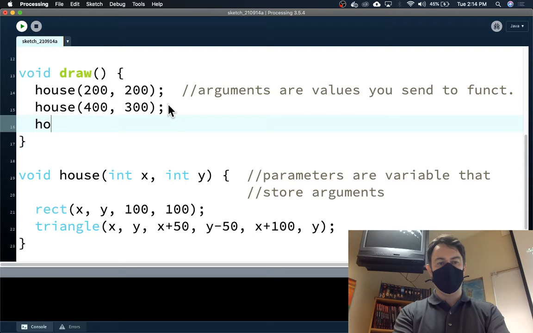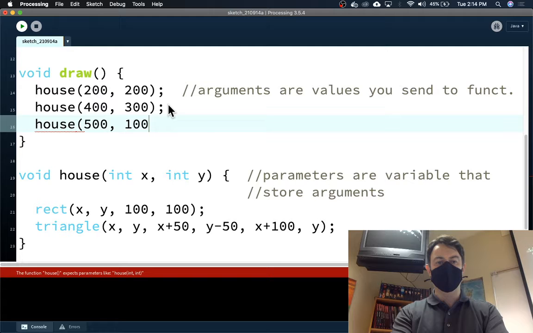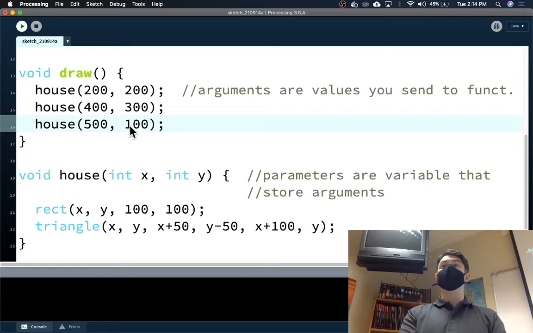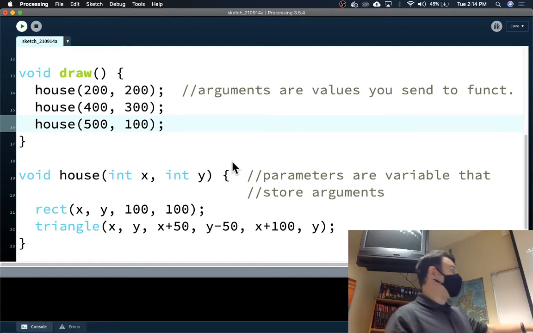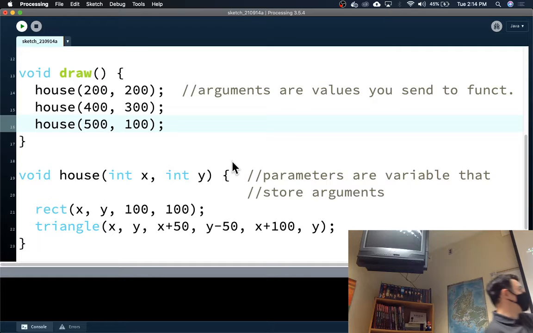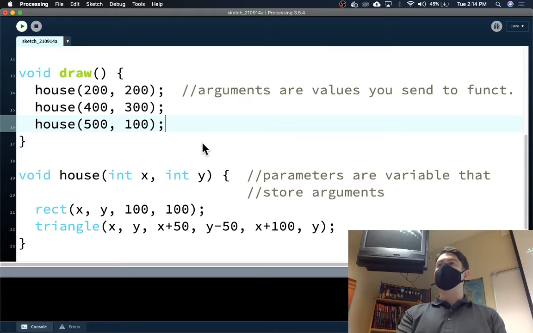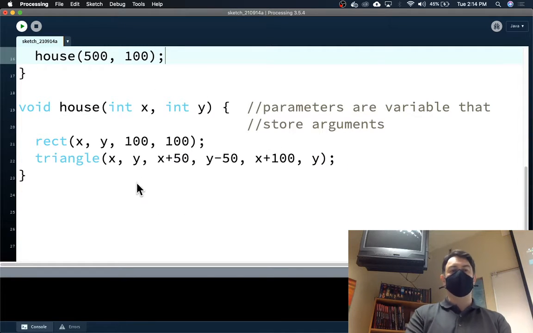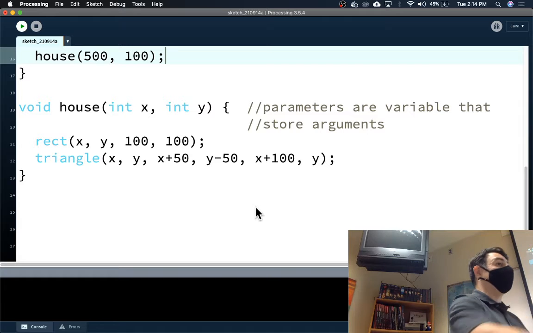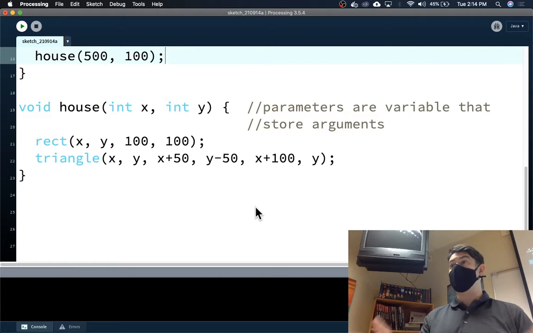House, Hosu? No, house. There we go. 500, 100. These arguments can change. But inside of the function, we always just refer to these as whatever the names of the parameters are. In this case, x and y. So it doesn't matter what numbers we send it, we just plug those numbers into the formula. Same as like f of x or g of x in math class.